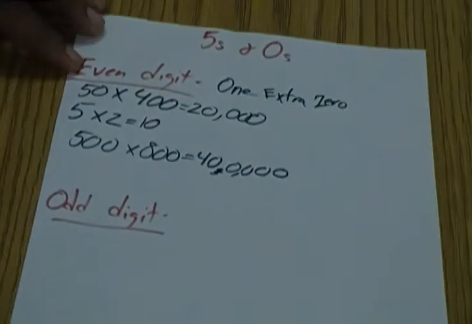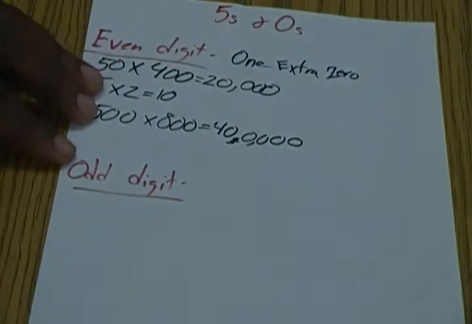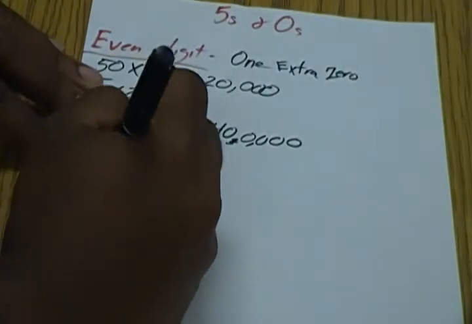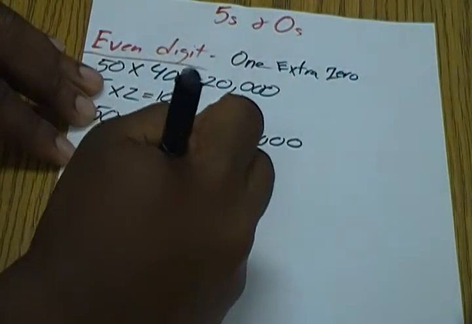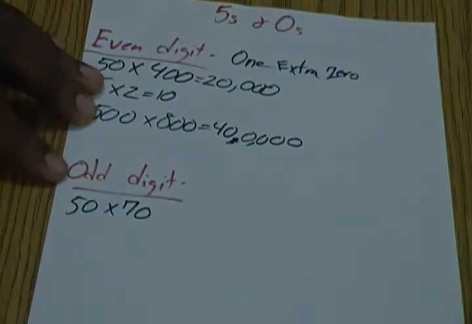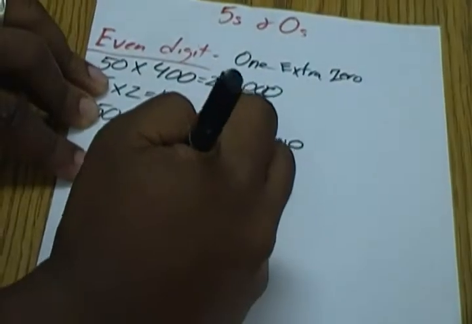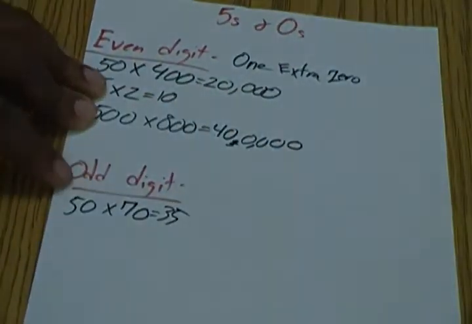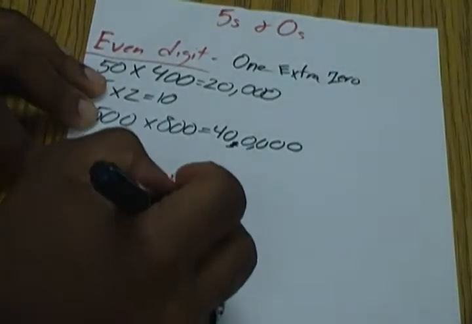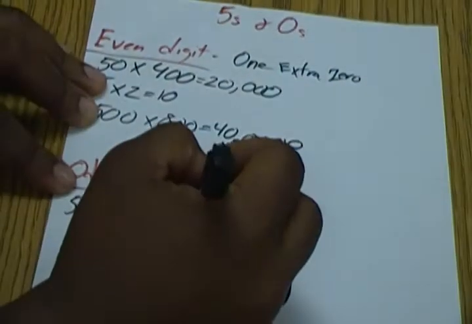Alright, now let's take a look at our odd digit. So let's say 50 times 70. Well, we know 5 times 7 is 35. Now what you'll see is that 5 times an odd digit will always end with a 5. So in this case, we don't have any extra 0 here. We just have the same amount.